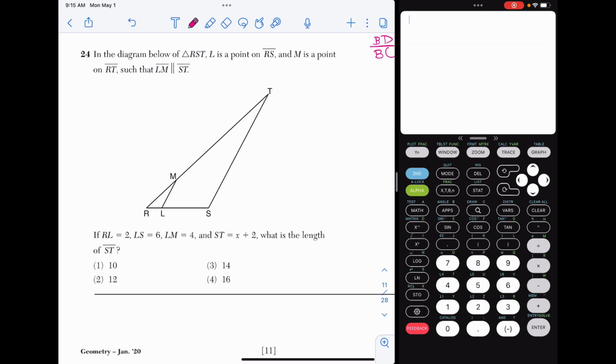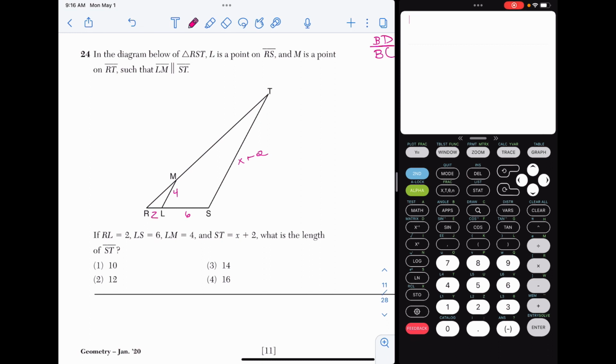All right, our last multiple choice question, 24. In the diagram below of triangle RST, L is a point on RS, M is on RT, LM and ST are parallel. RL is 2, LS is 6, LM is 4, and ST is x plus 2. We want to know what is the length of ST.